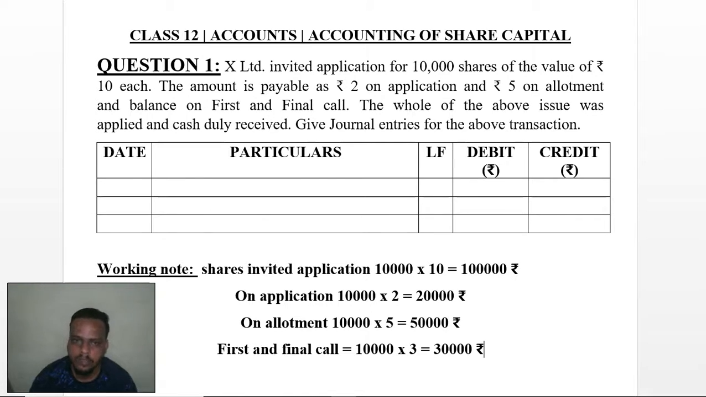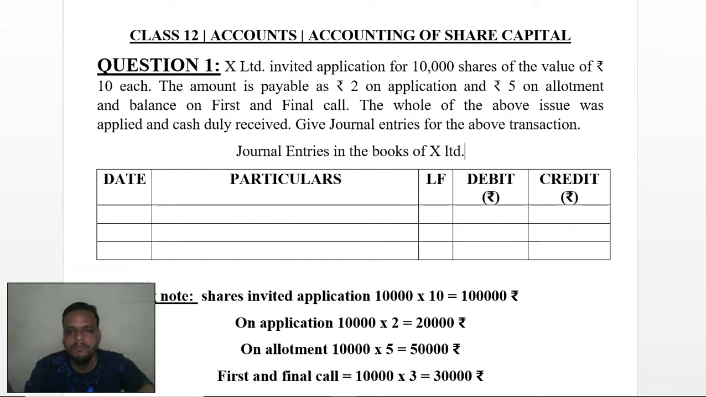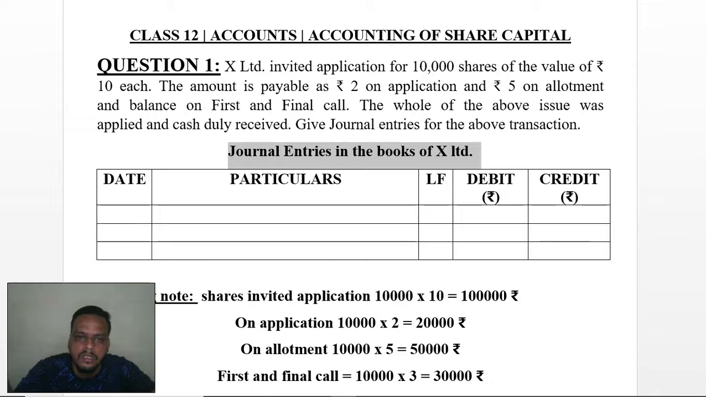So let's begin with the journal entries. You should understand very carefully what I am trying to do. Start with journal entries in the books of X Limited. This title is compulsory. Every student should follow this so that it is shown that whatever entry has been passed is passed for that particular organization or firm.